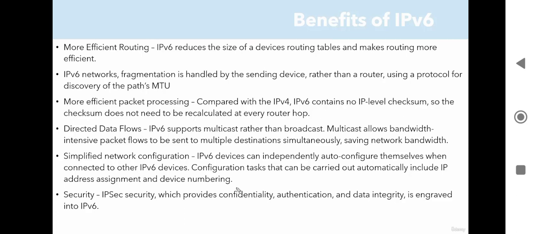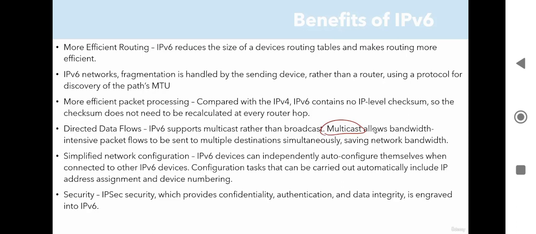So there's more efficient packet processing. Compared to IPv4, IPv6 contains no IP level checksum, so the checksum doesn't have to be recalculated at every single hop. IPv6 supports multicast rather than broadcast. Multicast allows bandwidth intensive packets to be sent to multiple destinations simultaneously, saving network bandwidth. I said broadcast there, but I actually meant multicast. I do apologize.